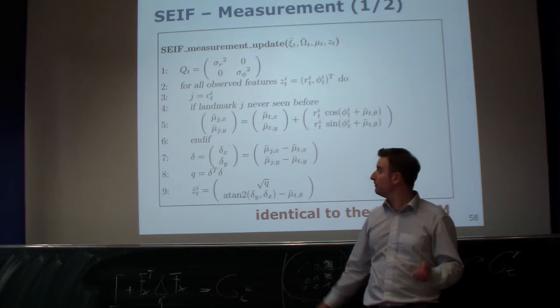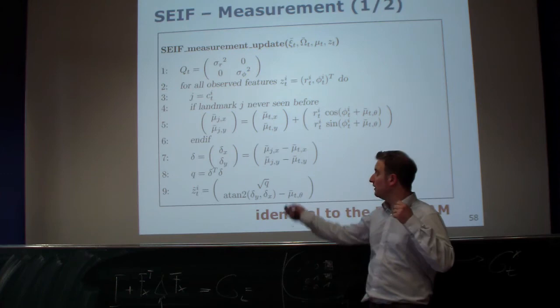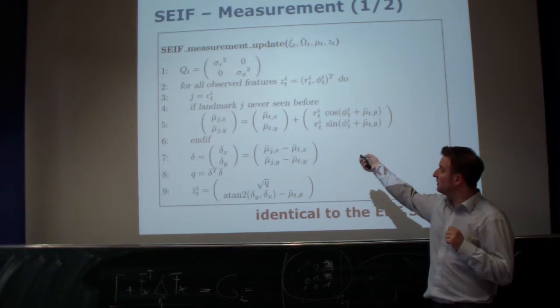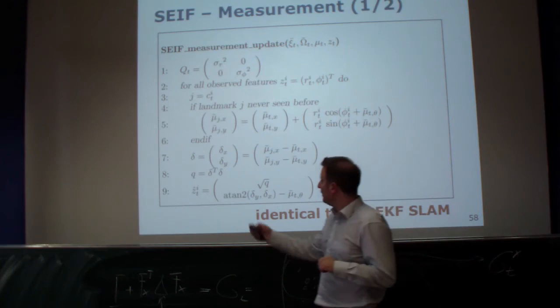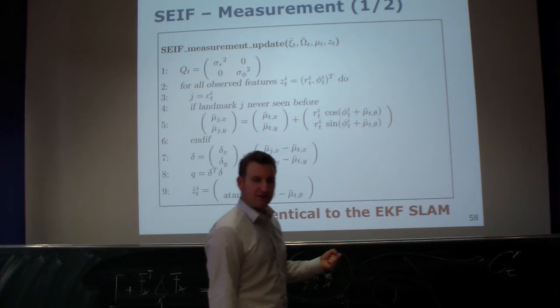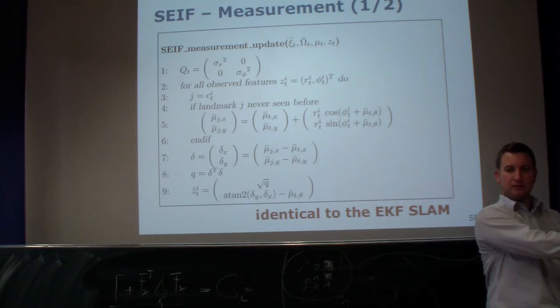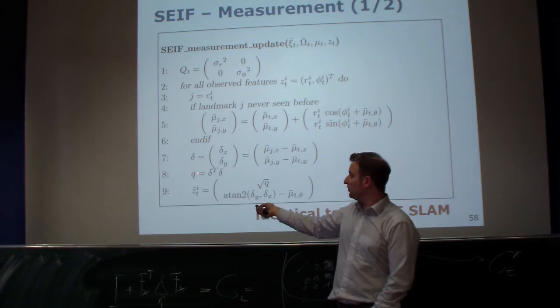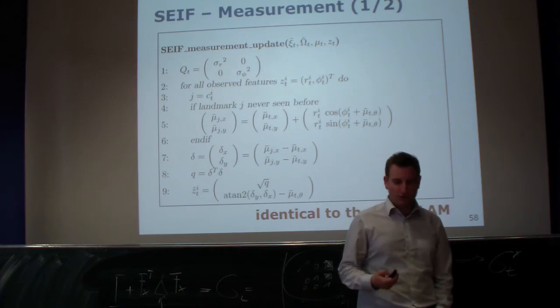So this was just the index for the correspondence that we know, that a certain observation corresponds to the index. So this observation corresponds to the index j, it's kind of the data association. If the landmark has never been seen before, we need to initialize it. It's exactly the same as within the Kalman filter. So if I've never seen the landmark, I initialize it where I've seen it. Okay, and then I compute this delta and this q, delta transpose delta, you may remember that, and then I can compute the predicted observation. Take a one-to-one copy from the Kalman filter.